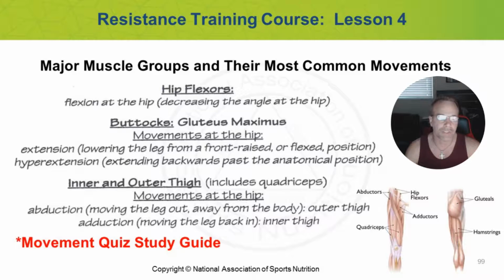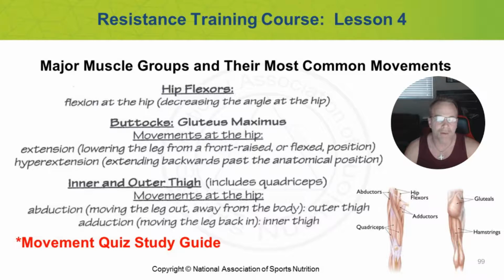Hip flexors. All right, flexion of the hip. What are the hip flexors? Well, you've got small muscles. And you've also got that one quadricep, the rectus femoris, that is biarticulate. It crosses the hip, so it helps to flex the hip. That one muscle also crosses the knee joint. You've got a bunch of little hip flexors, and you just call them hip flexors. The buttocks, which is the gluteus maximus, does extension and hyperextension of the hip.